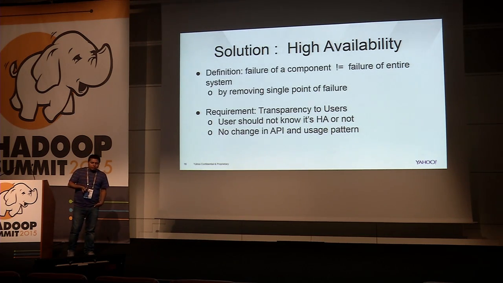Then what's the solution to this? The solution is high availability. If you define it, failure of one component is like failure of the entire system. So we should remove the single point of failure. The requirement should be that it does not matter for the user. They should be able to use it the same way they use it in a non-HA environment. There should not be any change in the API or the user's pattern.